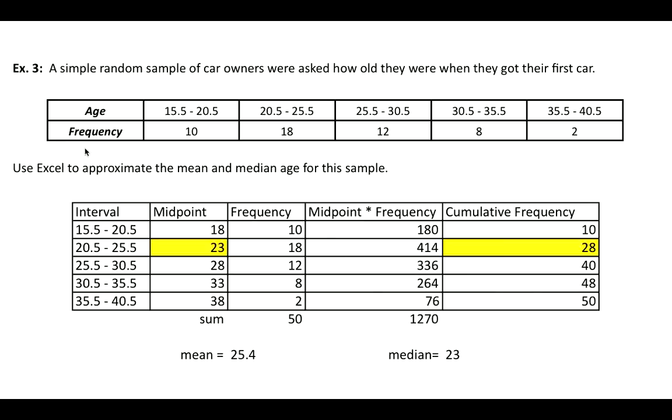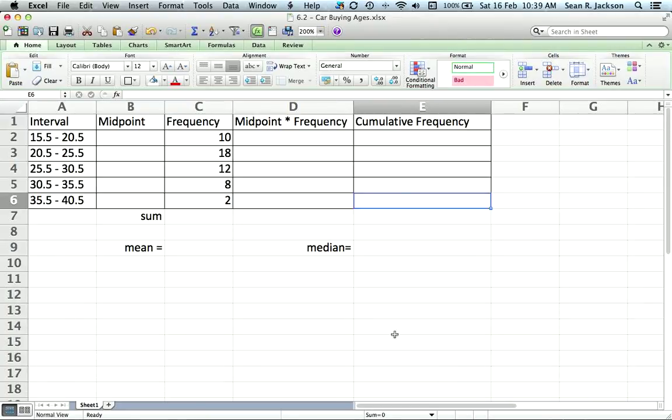So here's what we've been given. We've got age, which has been divided into groups, and we've got then the frequency, so the number of people who bought, or who were given their first car when they were within these age intervals. Okay? So let's take a look at Excel.